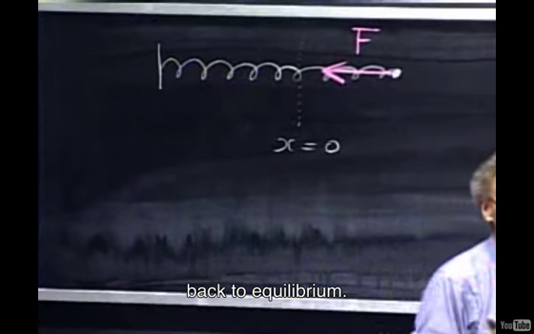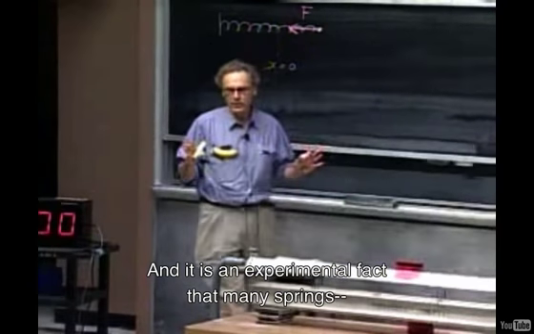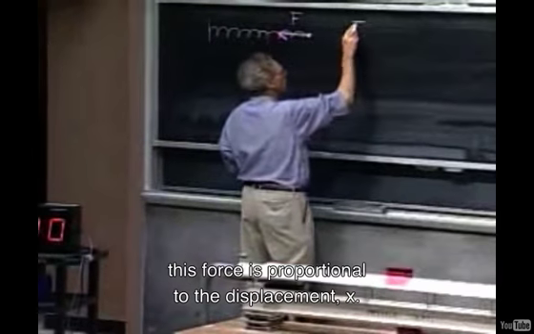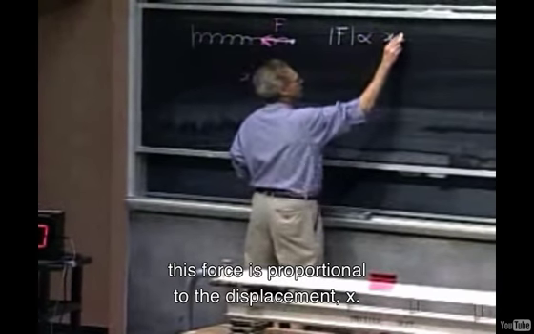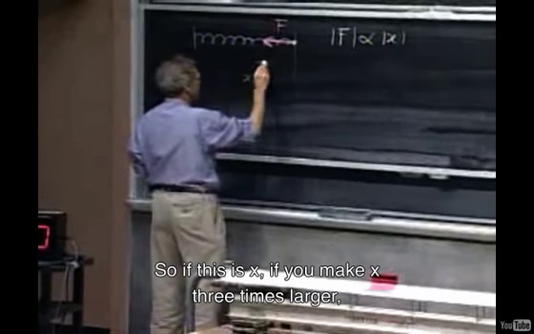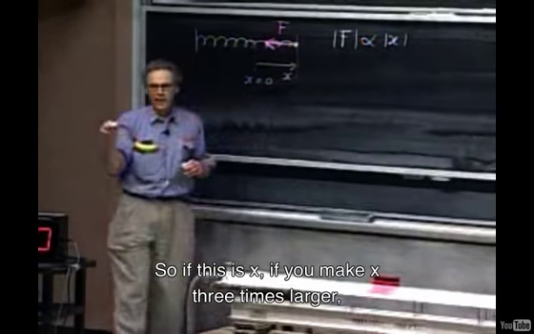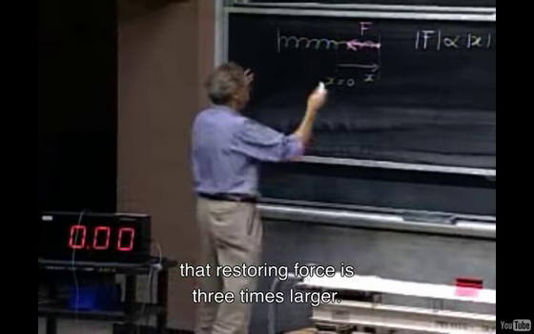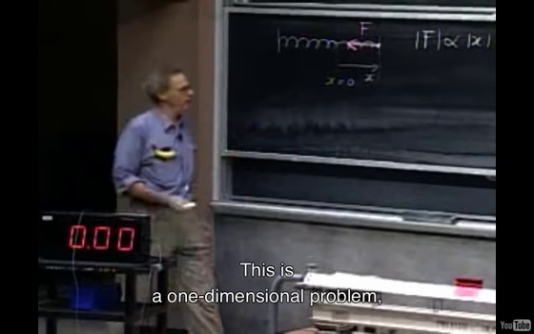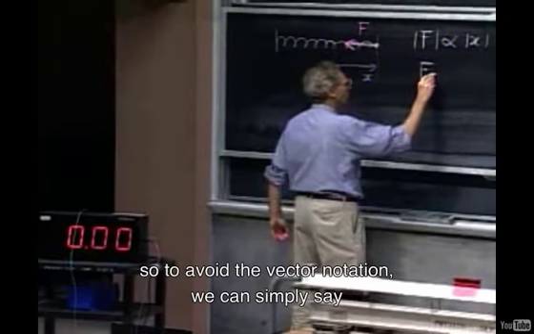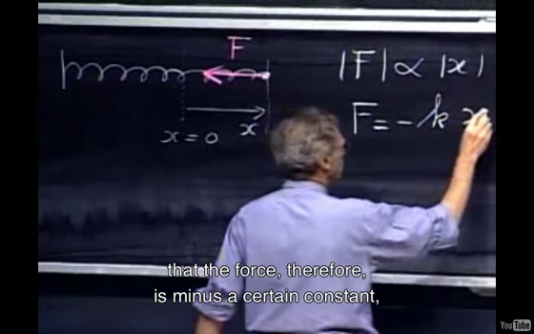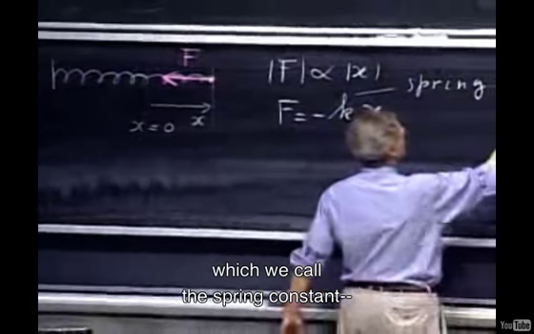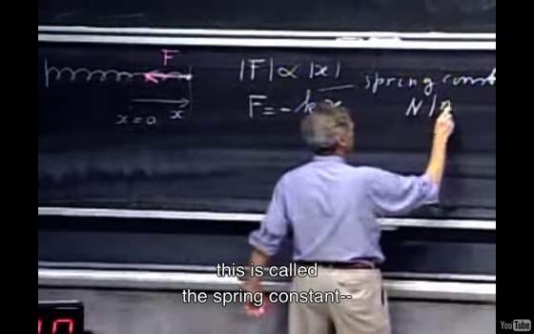And it is an experimental fact that for many springs, we call them ideal springs, this force is proportional to the displacement x. So if you make x 3 times larger, that restoring force is 3 times larger. This is a one-dimensional problem, so to avoid the vector notation, we can simply say that the force is minus a certain constant times x, which we call the spring constant. The spring constant has units newtons per meter.